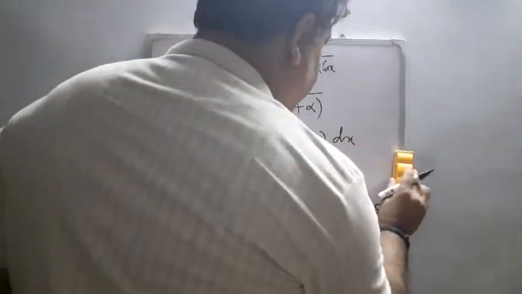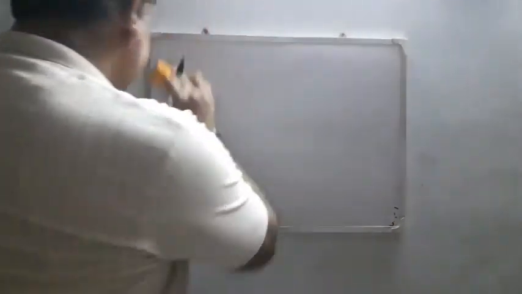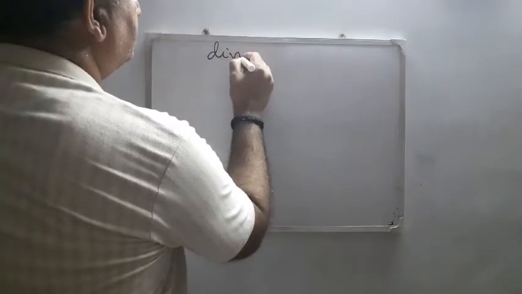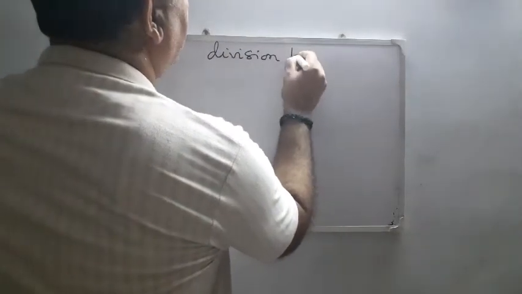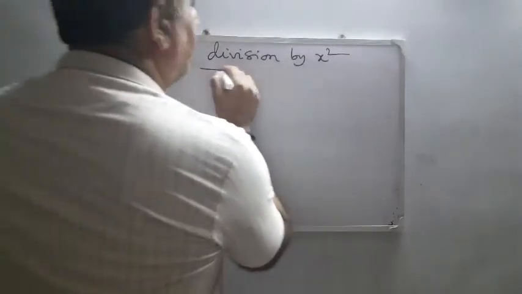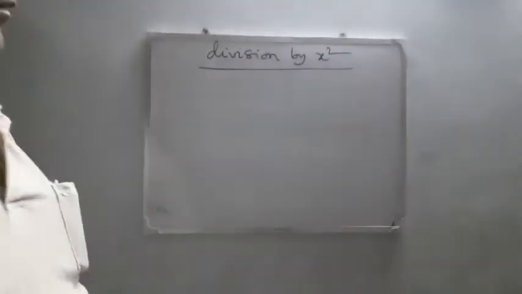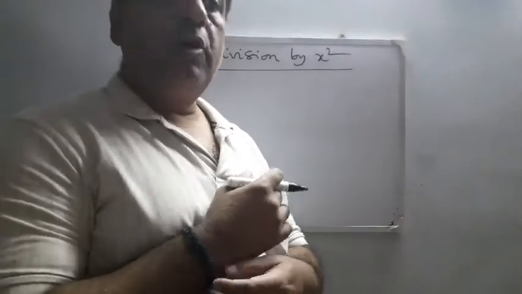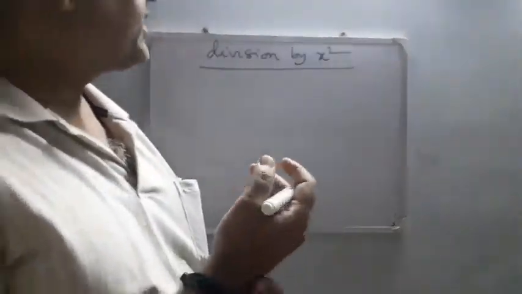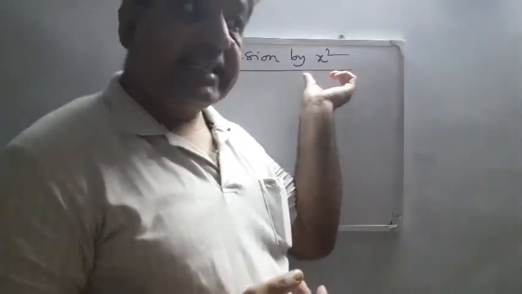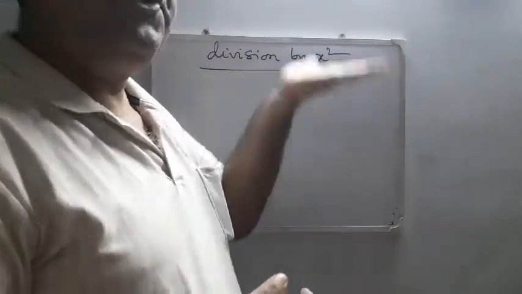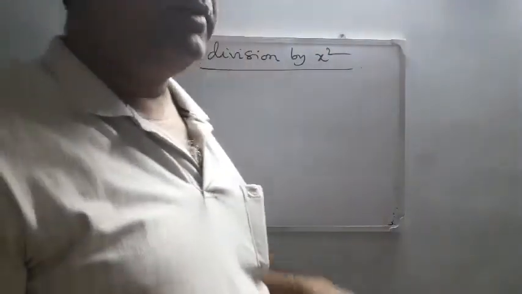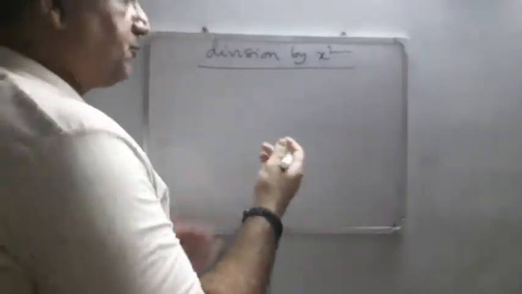Now we have to discuss one more type, and this completes your method of substitution: division by x square. In many of the problems which we solve in future, we have to take this technique, that we divide the whole integrand by x square, and it reduces to our required form. There are a lot of problems based on this technique.